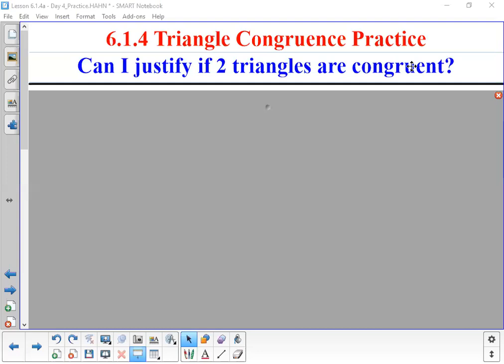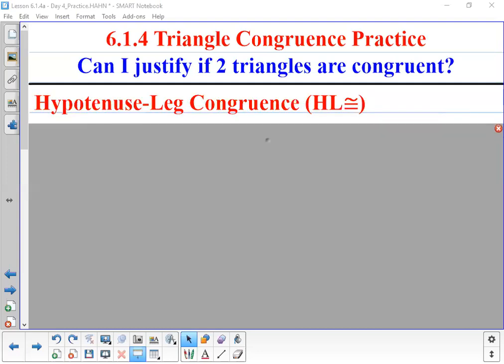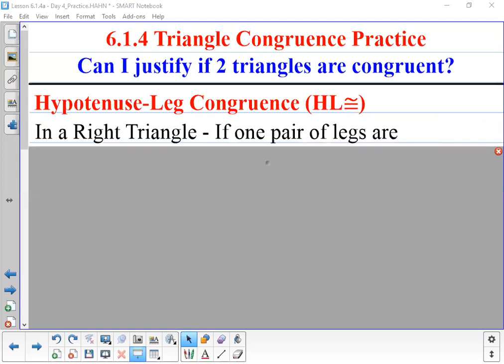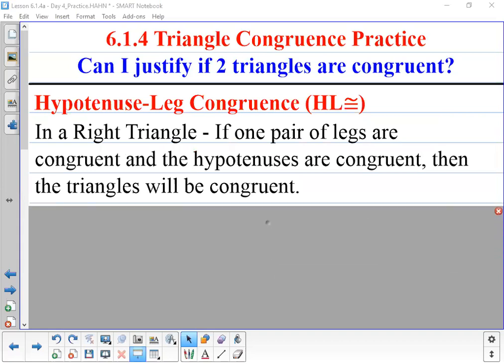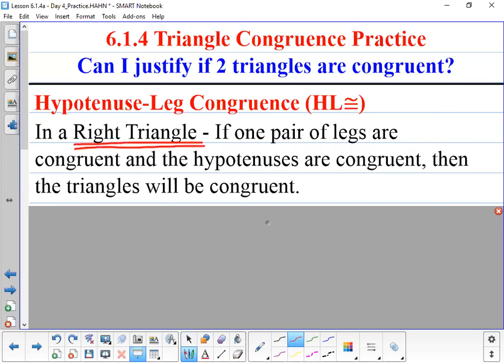We have one more triangle congruence condition that we are going to take notes on today, and it is called hypotenuse leg congruence. So this is the 5th congruence condition or shortcut, and we abbreviate it HL and then the congruent symbol. So here is what hypotenuse leg congruence means. This is only for right triangles, because only right triangles have a hypotenuse and legs. In non-right triangles, we just call them the sides.